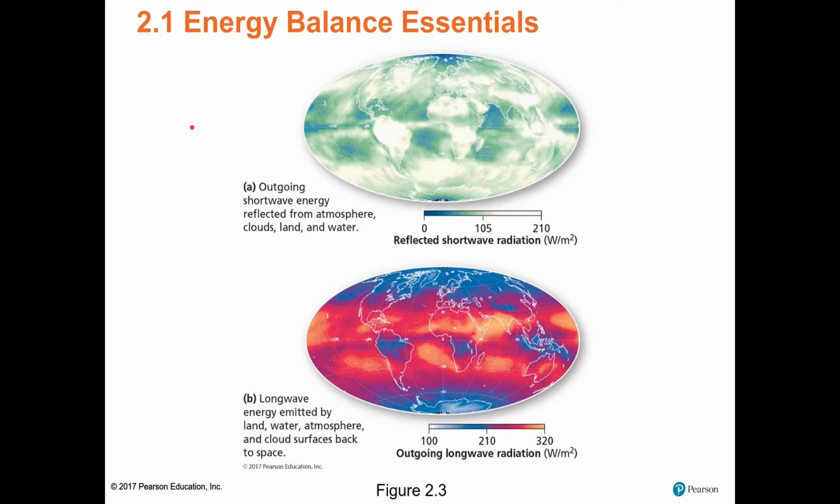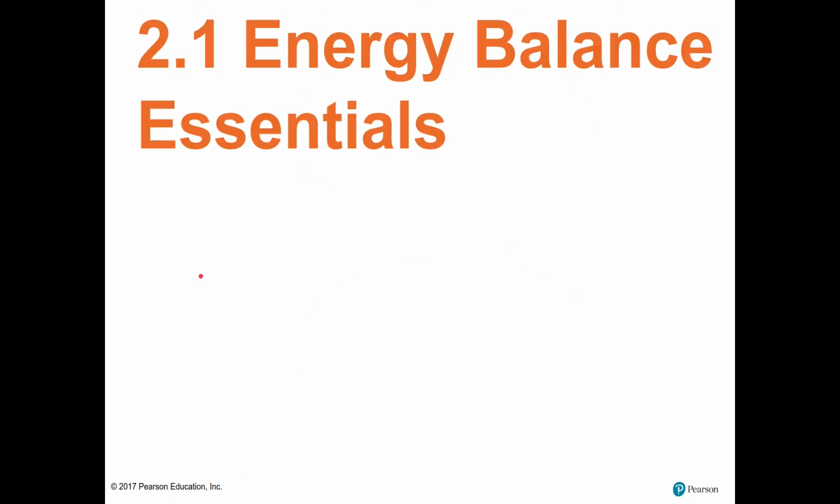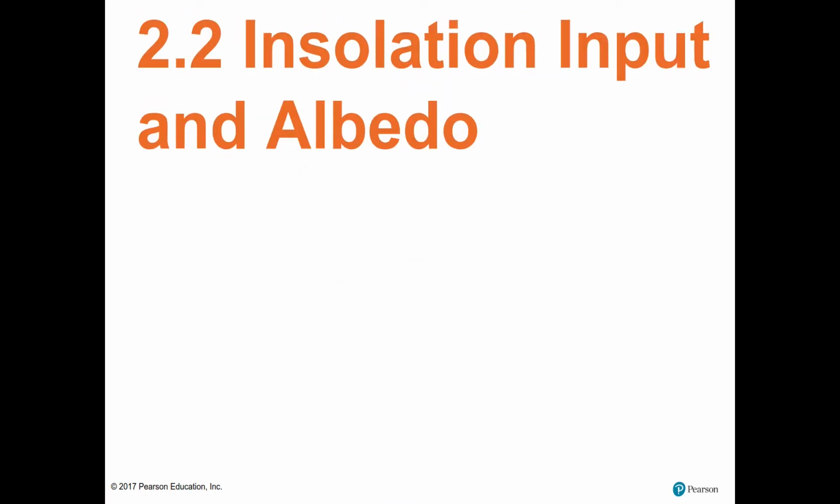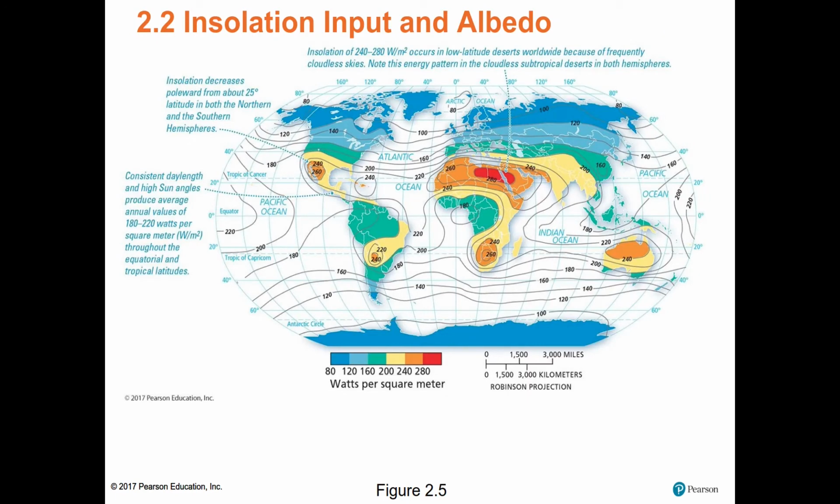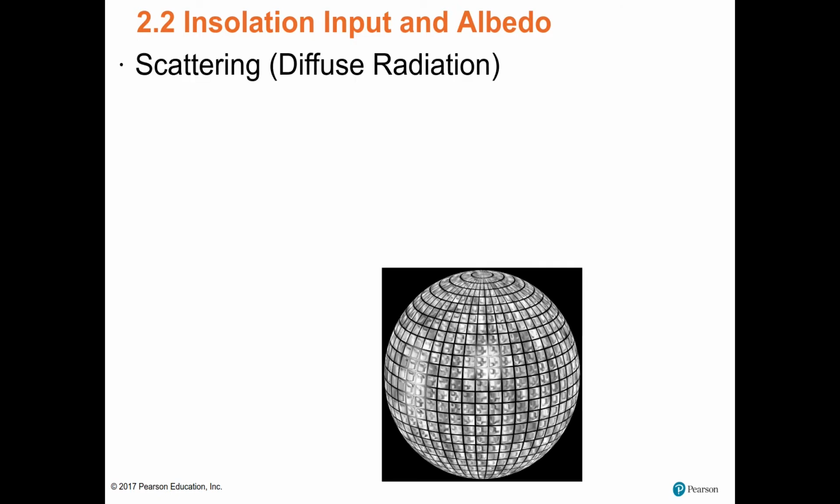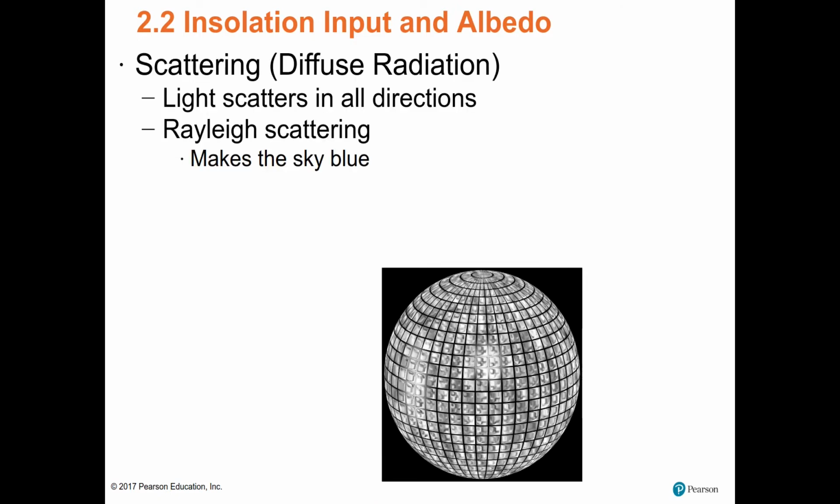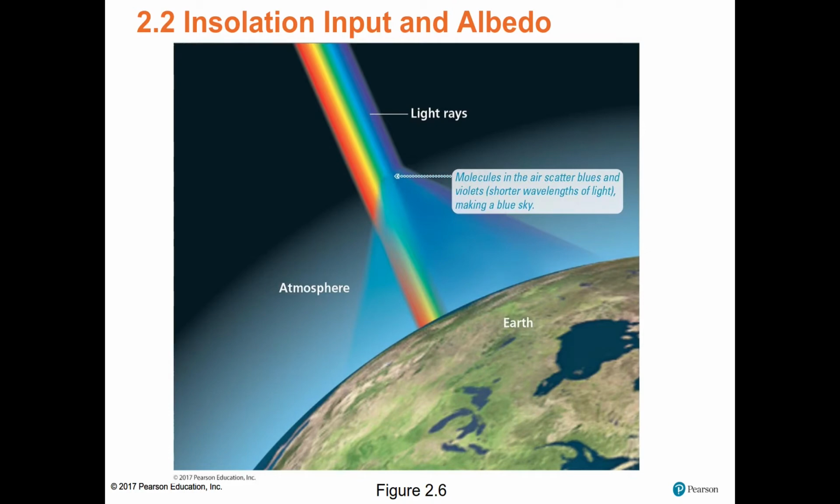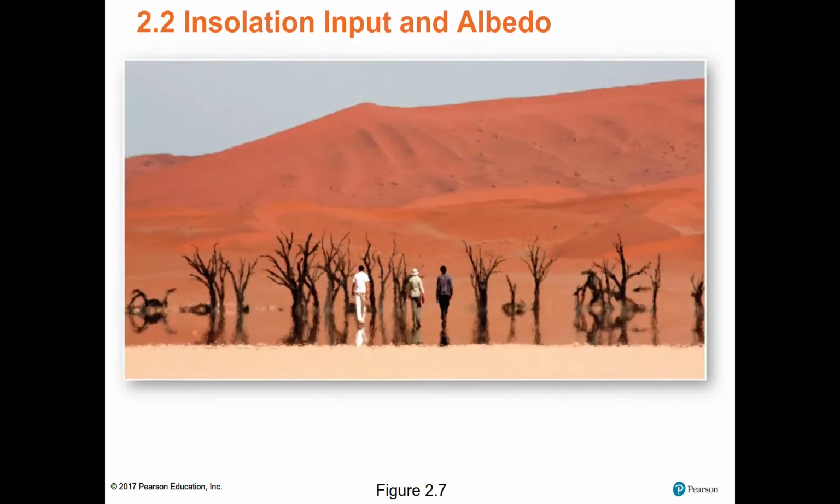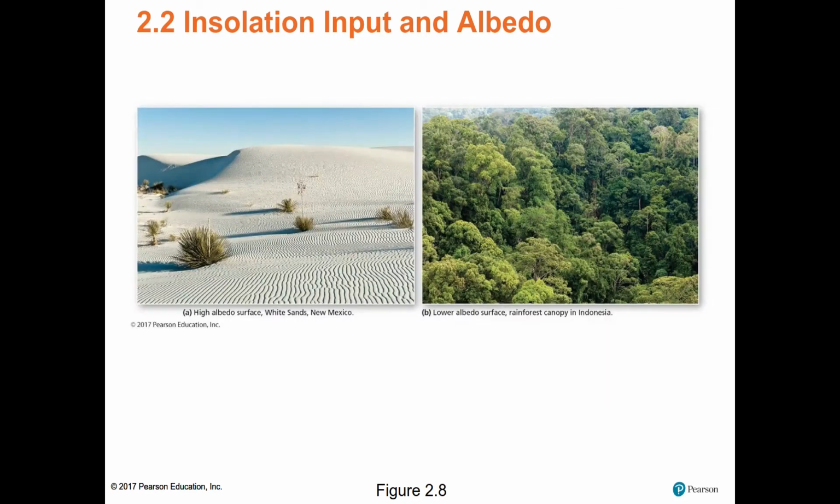We'll look at patterns of shortwave albedo, light that's reflected off of Earth's surface, and longwave heat going out, and why those patterns are different. That'll be fun. We'll talk about insolation and albedo, patterns of insolation, who gets the most energy, and albedo, scattering, what happens with light. So we've got scattering, we've got refraction or bending of light. We've got refraction making mirages.